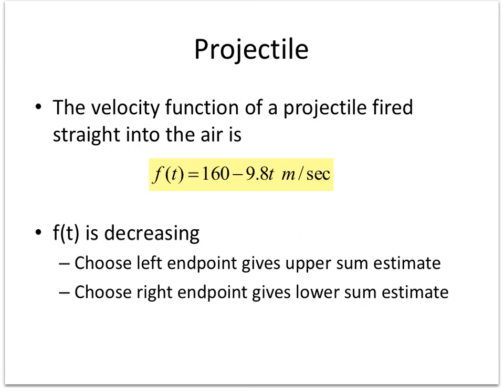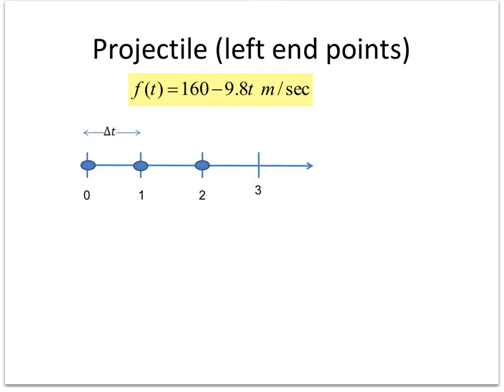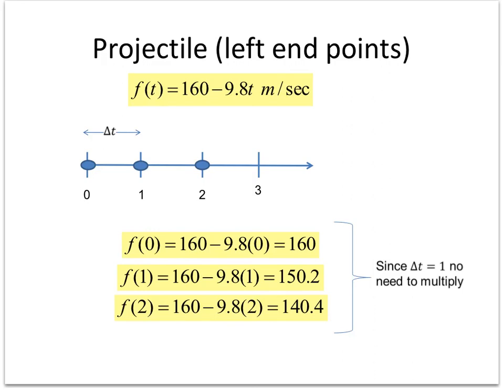If your function is decreasing, then if I choose left endpoints, this gives an upper sum. This is what we saw. If I choose right endpoints, I get a lower sum. So if I choose left endpoints, that means I start at the first value, and I choose values to the left. And so I just evaluate my function.